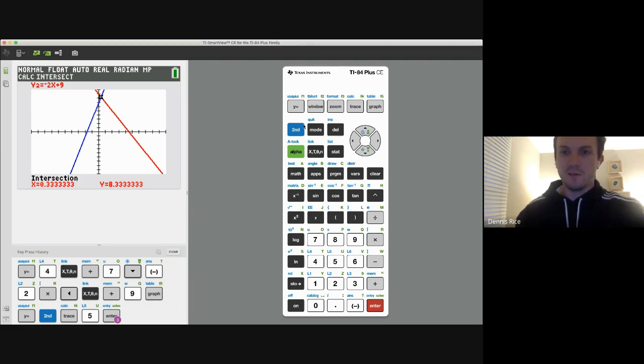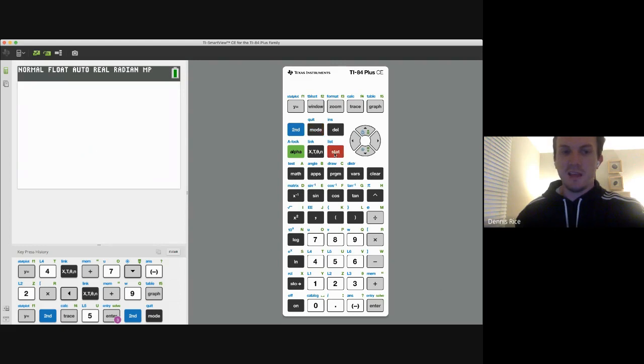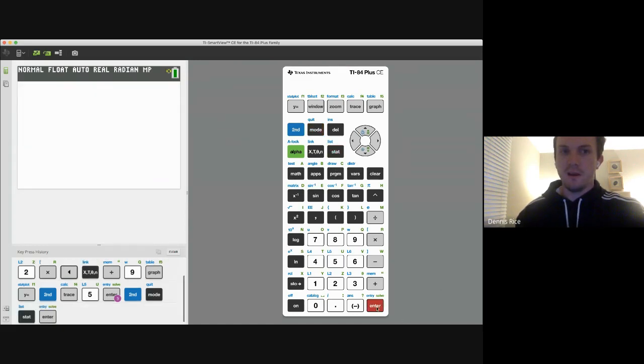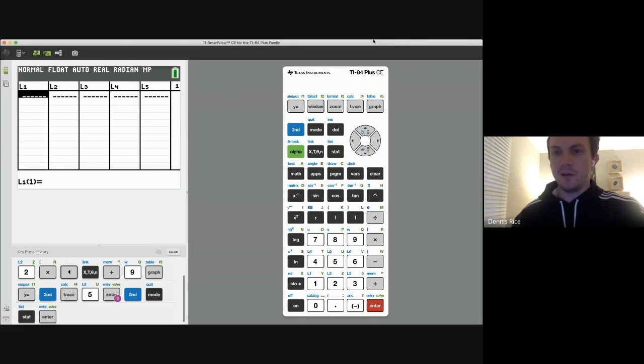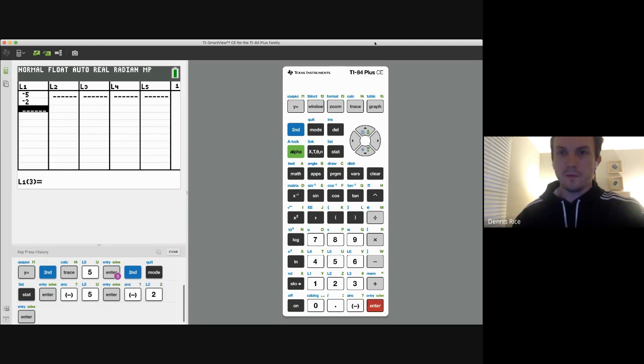To do this, you're going to hit stat and then enter for edit. And if you remember, we use L1 and L2 like an XY window, and you only need to type in 2 points. A line is defined by 2 points, so you only need two. So this is the one from the review sheet: -5, -2, and the values were -18.4 and -12.4.